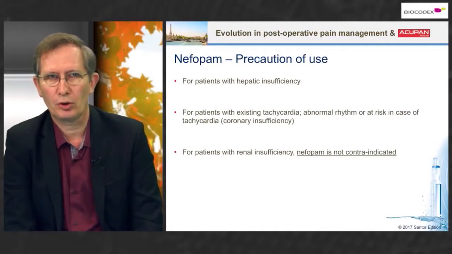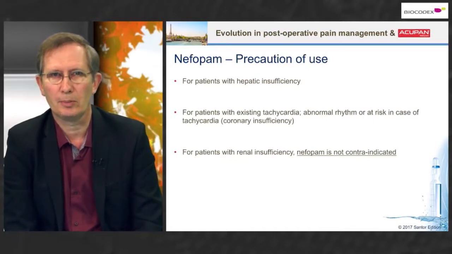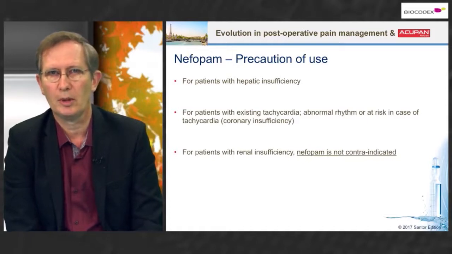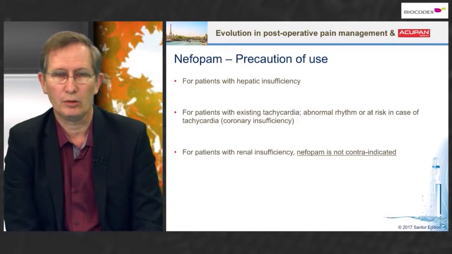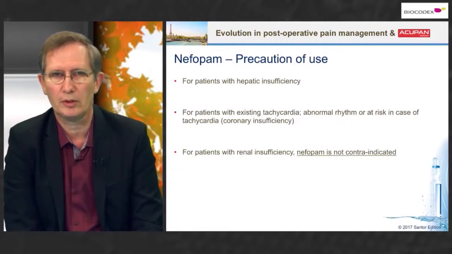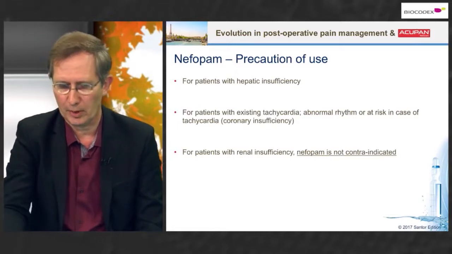There is some precaution of use in case of patients with hepatic insufficiency, with patients who can be exposed to tachycardia due to abnormal rate or risk of tachycardia for coronary insufficiency. And the good news is that, on the other hand, nefopam is not contraindicated in case of renal insufficiency, and we have more and more patients with renal insufficiency. So in this case, nefopam is a good indication.